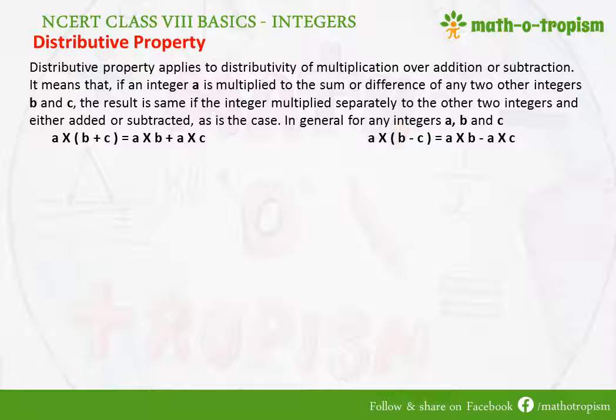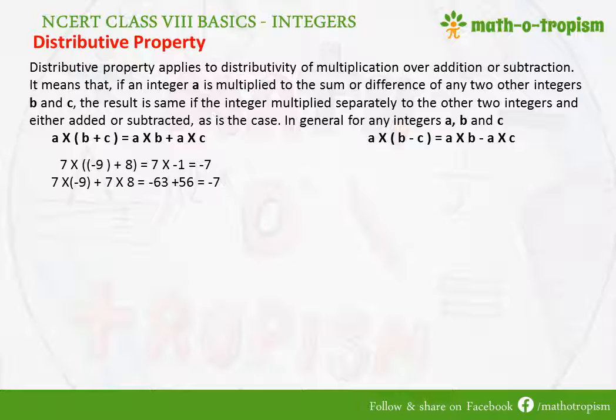So for example, 7 into minus 9 plus 8. When I do minus 9 plus 8 first as addition, I get minus 1, and then 7 into minus 1 is minus 7. What they are trying to say is, if I am going to multiply 7 individually with both the integers first, so 7 into minus 9 and 7 into 8, and then add them together, it should be the same answer. So 7 into minus 9 plus 7 into 8 is nothing but minus 63 plus 56, which is equal to minus 7.